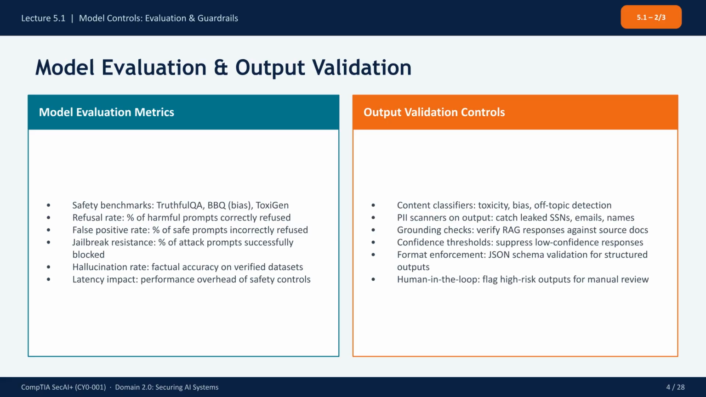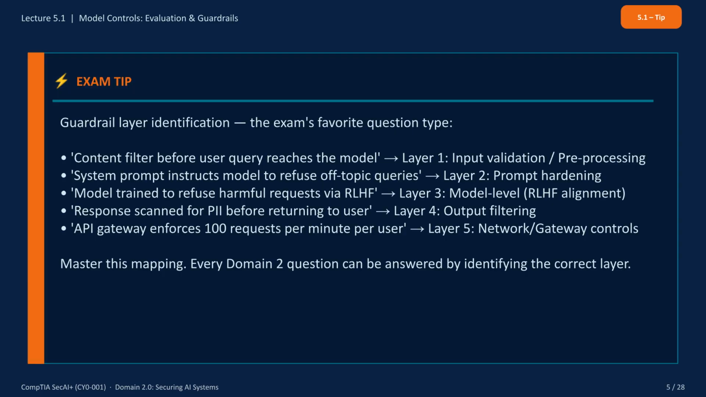Now let me give you the exam patterns for this lecture before we move to prompt-level controls. Here is the critical exam pattern. The exam loves to describe a specific security control and ask you which layer it belongs to. The mapping is straightforward once you internalize it. If the control processes the user's input before it reaches the model, that is layer 1, the input layer. If the control is embedded in the system prompt instructions, that is layer 2, prompt hardening.